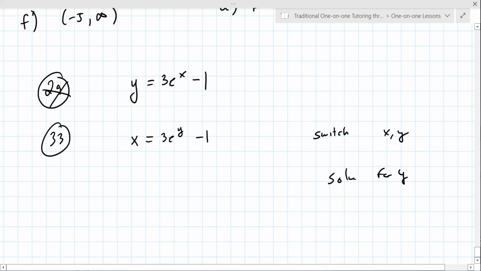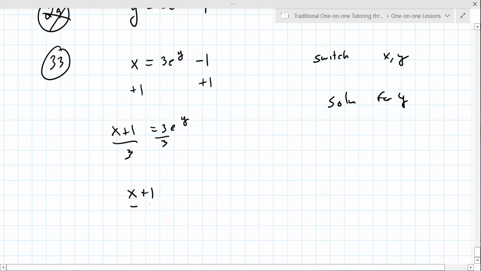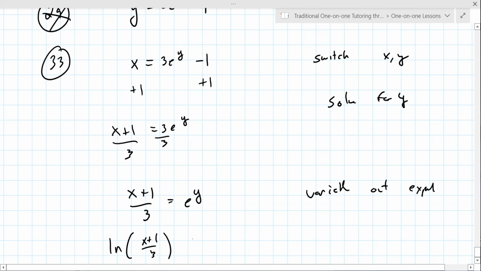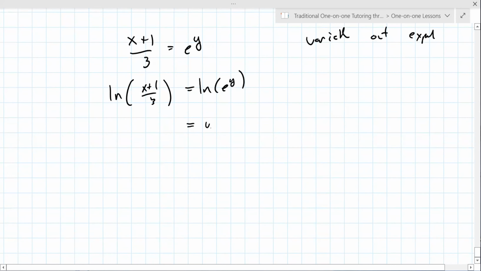It's not too bad because you know how to do most of this. What you may be unclear about is, how do you get a variable out of the exponent? To do that, you use ln or log base b. So you take the natural log of both sides, x plus 1 over 3 equals natural log of e to the y. On the right, it becomes just y. And that's what you want. So on your left, that is your inverse.